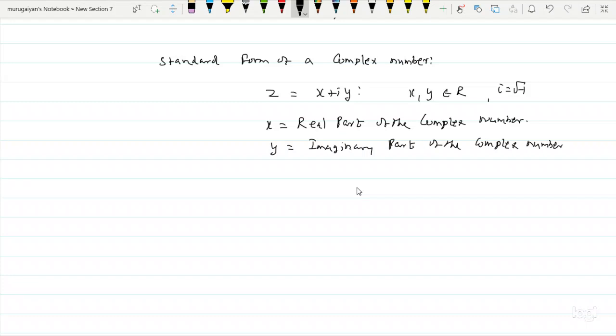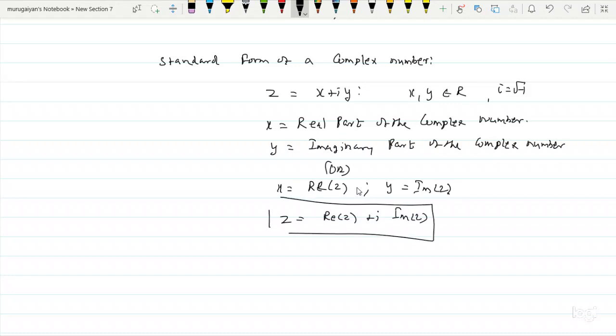Or in short, x is Re(z), the real part of z, and y is Im(z), the imaginary part of z. Then z can be written as real part of z plus i times the imaginary part of z. This is the more general form of a complex number.